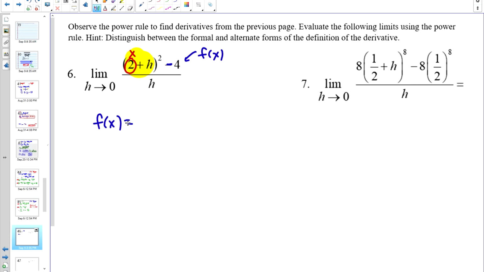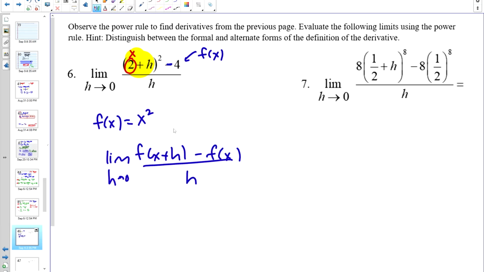But my question is, can you do the shortcut on this? Can you see that the original problem was x squared? Can you see that? It's not x squared minus 4, right? Because if I took the limit as h goes to 0 of f of x plus h minus f of x over h, okay, this right here would be your x plus h squared, right? And this right here would be your x squared.